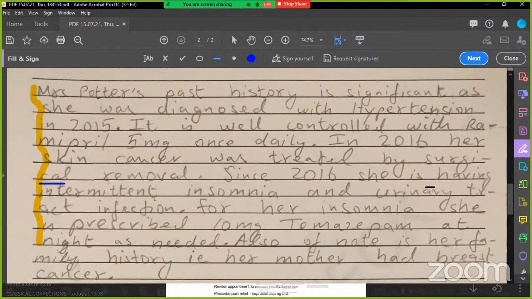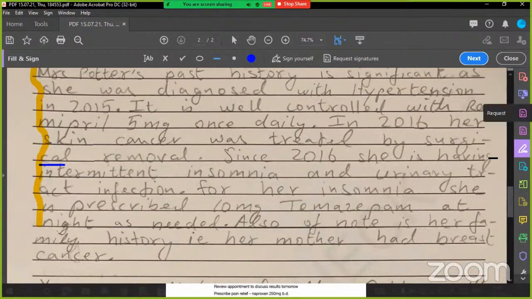Since 2016, she is having intermittent insomnia and urinary tract infection. You cannot break this 5-letter word. If you want to break a word, you should have at least 8 letters in the word. If there aren't 8 letters, you cannot break the word. Second thing, when you break also, that side at least 4, this side at least 4. And you cannot break between 2 syllables. These are the 3 rules you have to follow. Okay, fine.